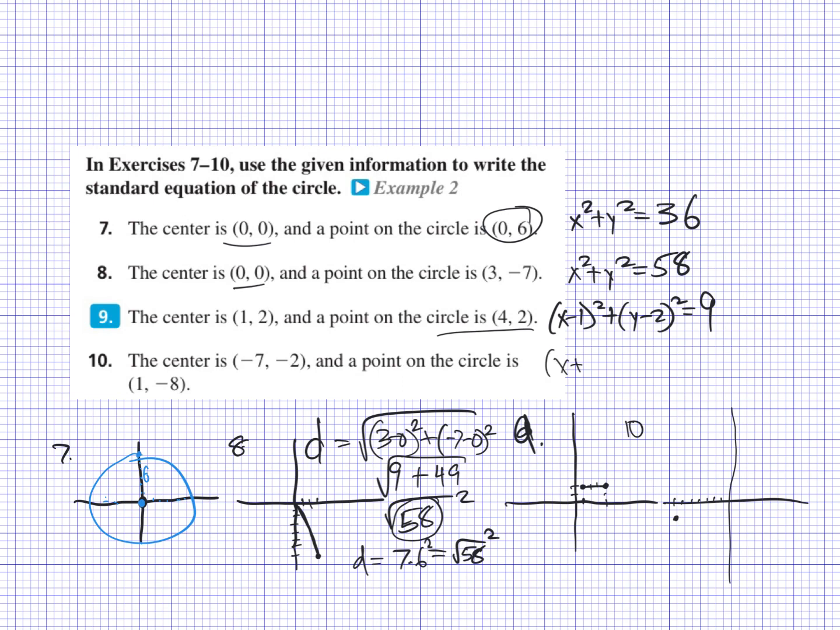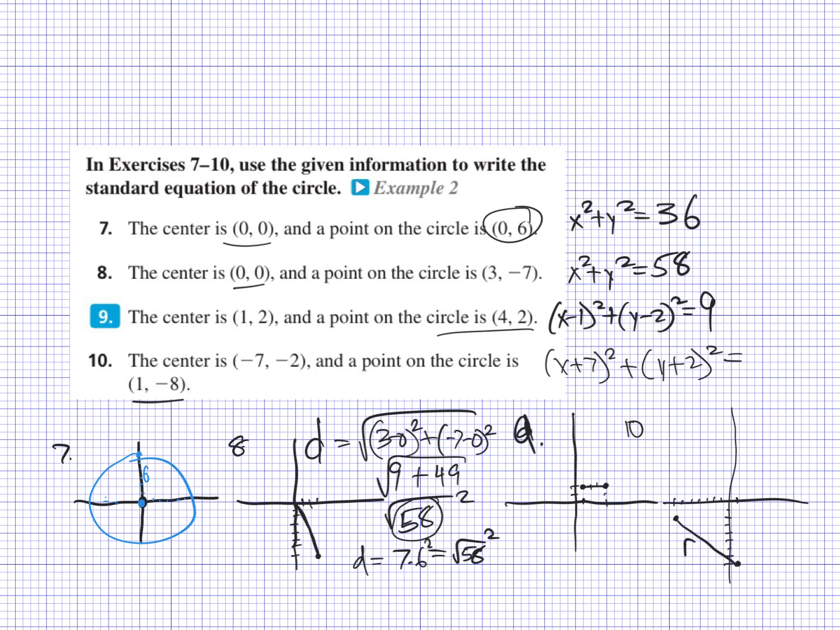So (x + 7)² + (y + 2)² = r². The point (1, -8) is on the circle. So we have to find that distance.